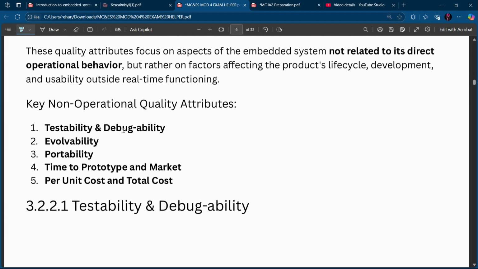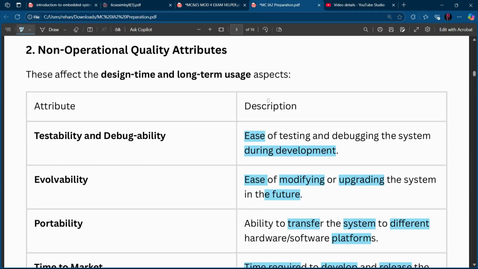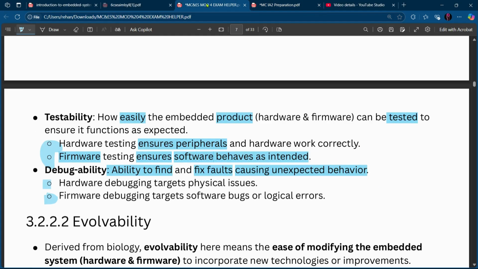The first thing is testability and debuggability. What do you understand by the words testability and debuggability? Testability is about testing, and debuggability is about debugging. Testability is how easily the embedded product, whatever is manufactured or created, can be tested to ensure it functions as expected. It's nothing but ease of testing the product within a time. So: ease of testing and debugging the system during development.